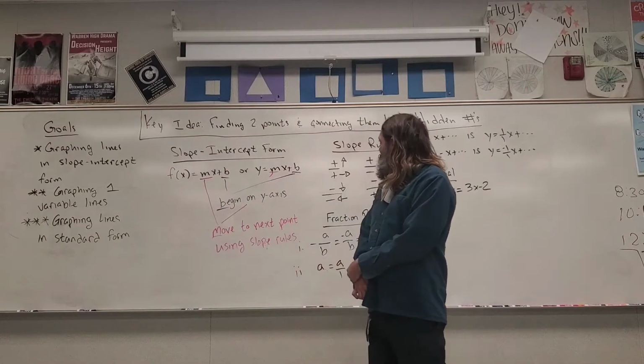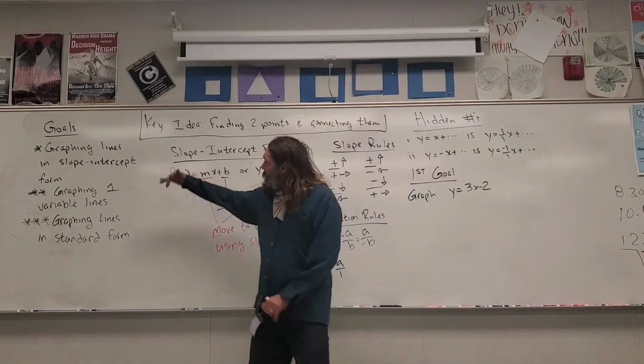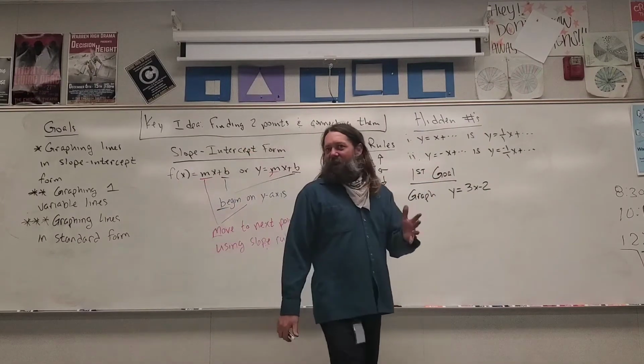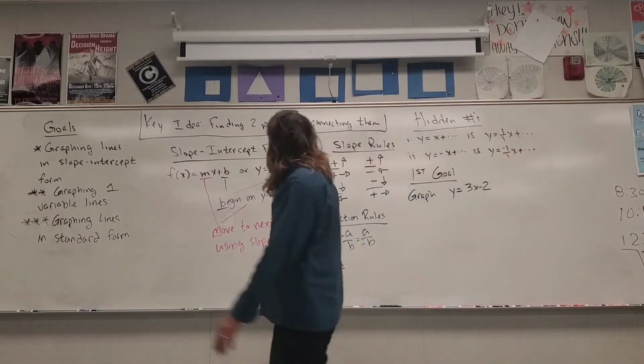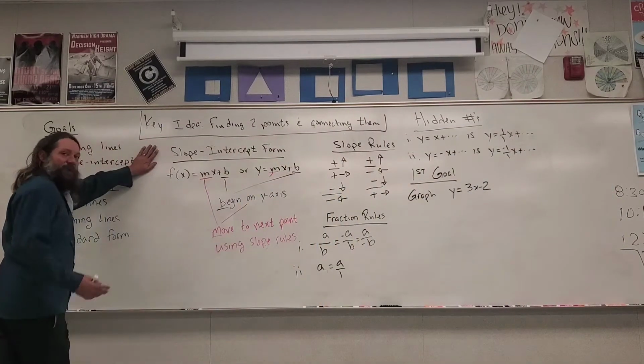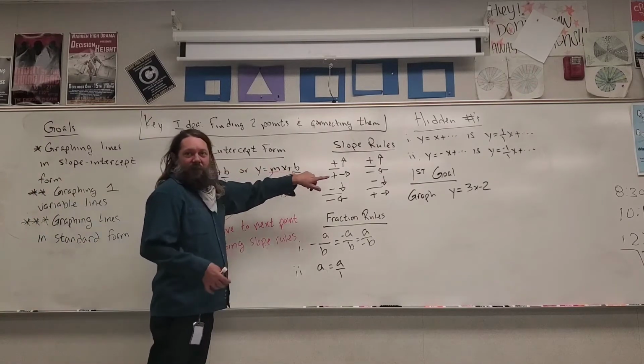I wrote on the top of the board the key idea is finding 2 points and connecting them. So whatever I do in here, I'm finding 2 points. I'm going to connect the dots, and that's how we're going to graph our line. So let me remind you guys what slope-intercept form is. It's f of x equals mx plus b, or y equals mx plus b.